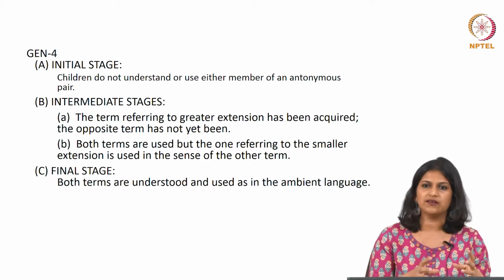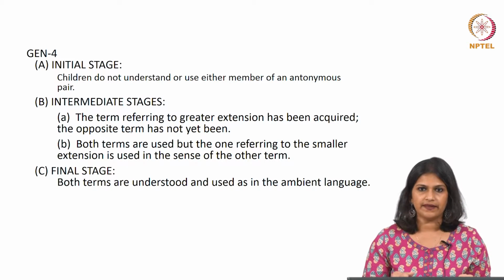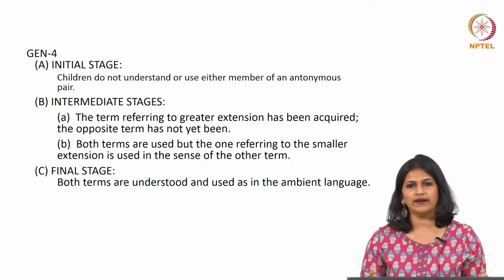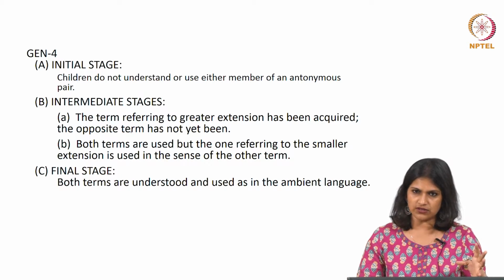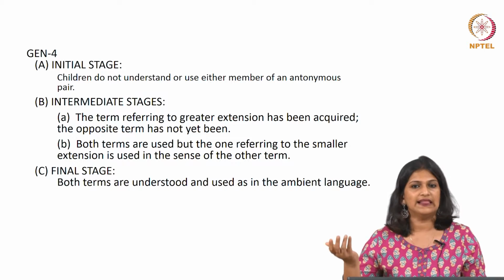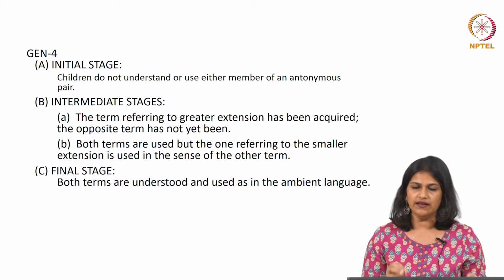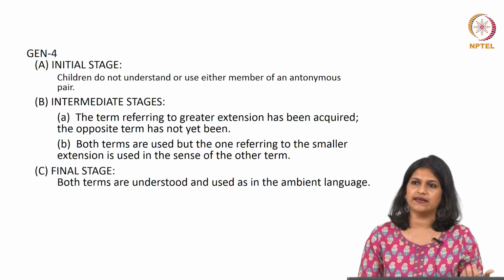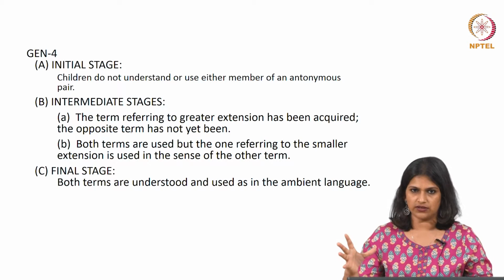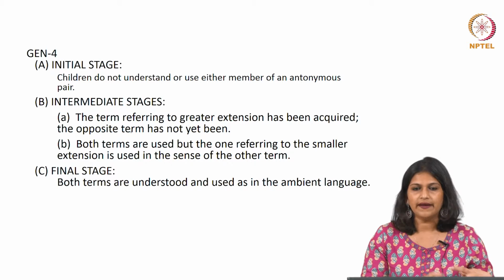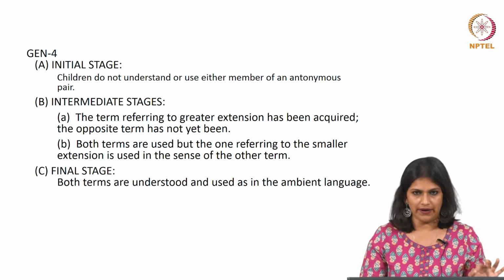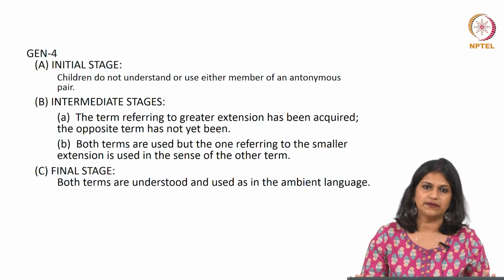Now, the child has both the words in the inventory. What happens? Both the terms are used, but one refers to the smaller extension, the other one refers to the bigger extension. The bigger extension one has been the primary word, and the smaller extension word is the word which has been acquired later, right. So, the smaller extension is generally used in the sense of the other term. Let us say to understand small, the child has to understand big first, because big has a bigger extension. The child has understood the semantic components of big. Now, when the child understands small, she would get an idea that small is anything but big, right. If that can be done, then that would be considered as the intermediate stage.